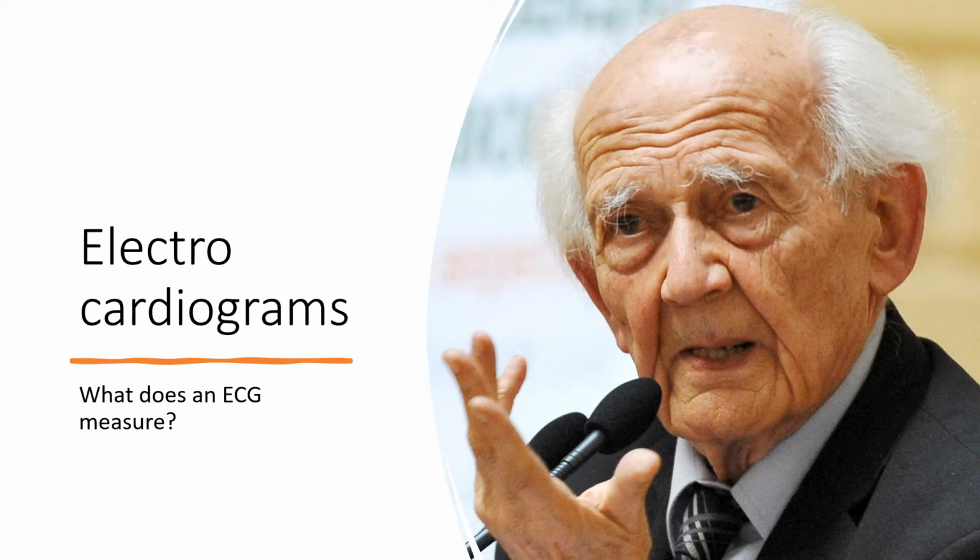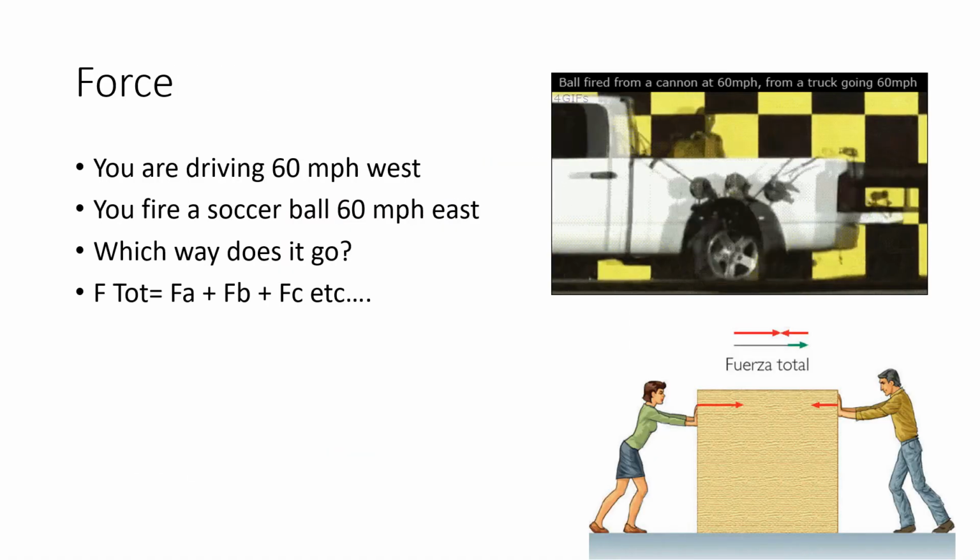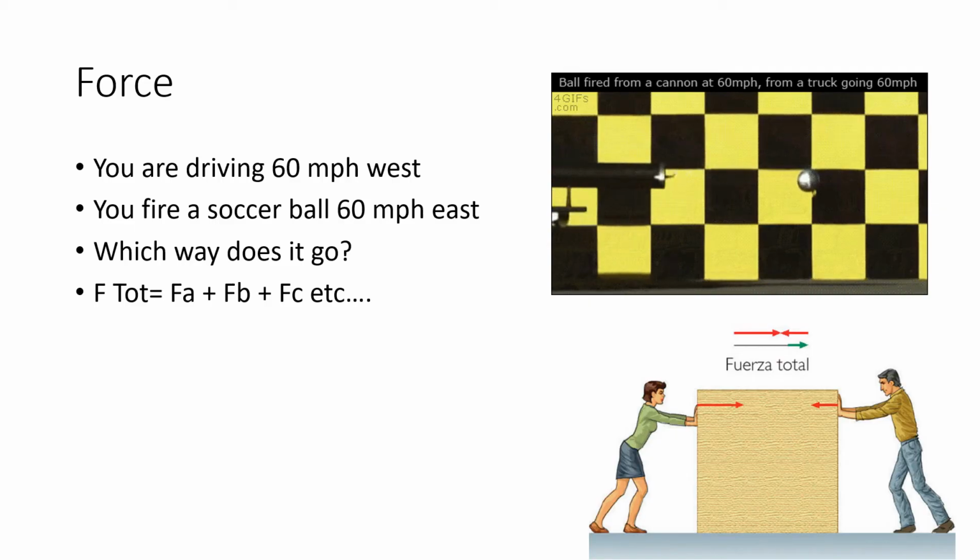So what exactly does an electrocardiogram, or ECG, measure? Well, we just discussed that cardiac depolarization is the movement of ions across a membrane, and the movement of ions is current, and current generates force. Now here's something to consider about force. You're driving 60 miles an hour to the west. You fire a soccer ball 60 miles an hour east. Which way does it go?